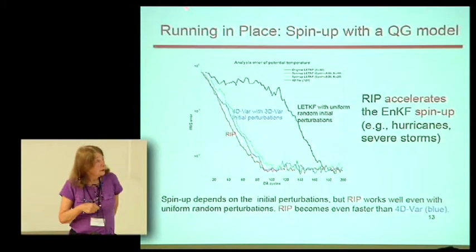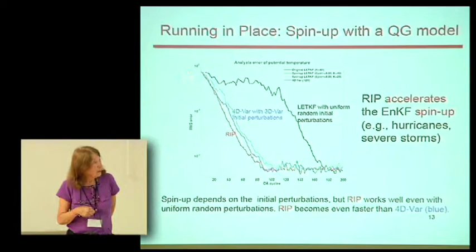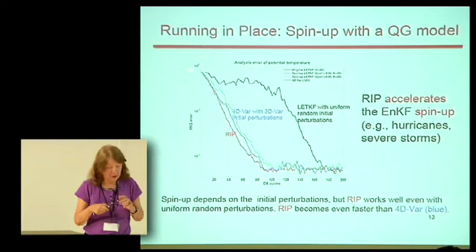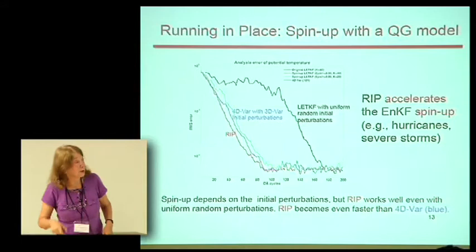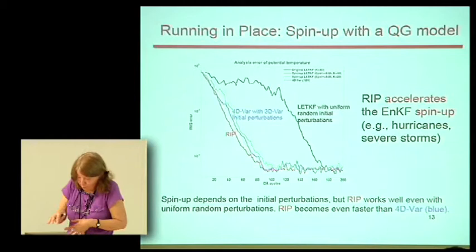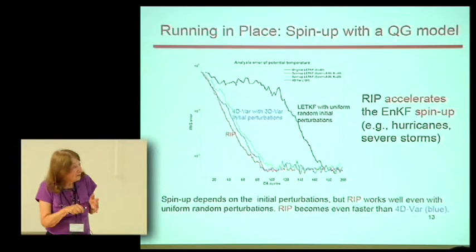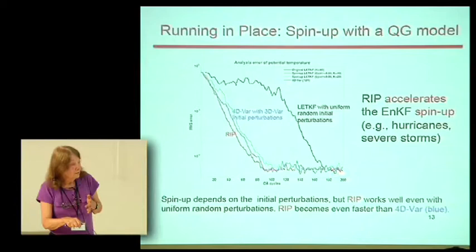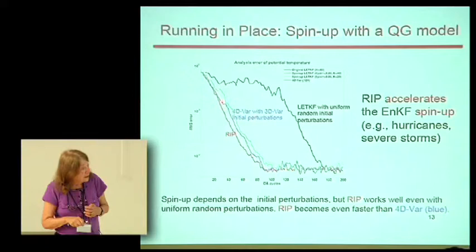Then we tried it with data assimilation with a quasi-geostrophic model. And if we start with totally stupid random initial conditions with very large errors that are distributed uniformly, not even Gaussian, we find that the LETKF takes a long time before it develops the dynamics of the system and finds the perturbations that are associated with the real dynamical errors. And after this time, it does the spin down very quickly. But for example, 4D-Var is the line in blue.